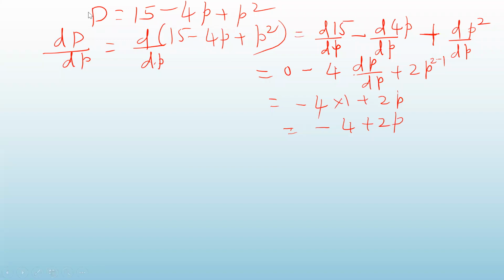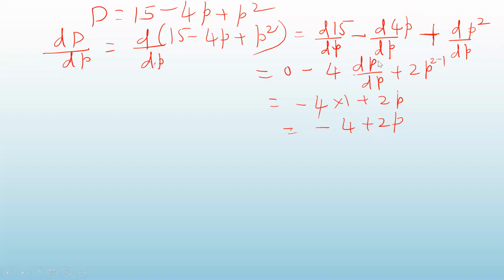So what we have done, we have found out the derivative of d with respect to p. Don't get confused. In class, we used to find the derivative of y with respect to x. Y is replaced by d and x is replaced by p, that's all. So derivative of 15 minus 4p plus p square: apply the rule of addition. Derivative of 15 minus derivative of 4p plus derivative of p square. 15 is a constant, so its derivative will be 0.